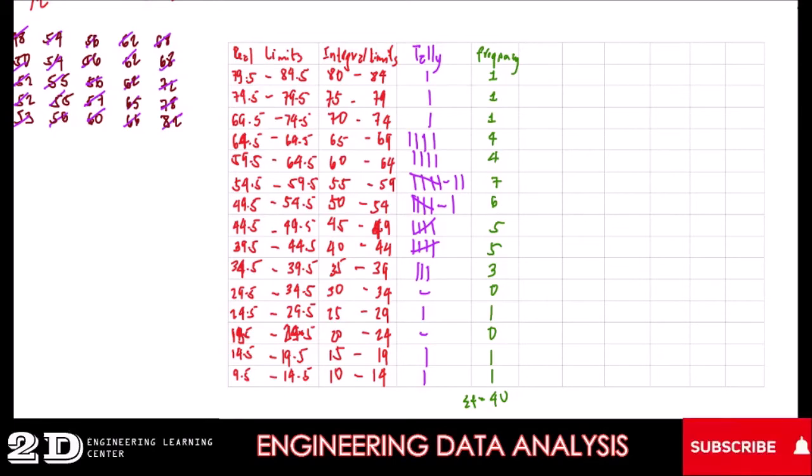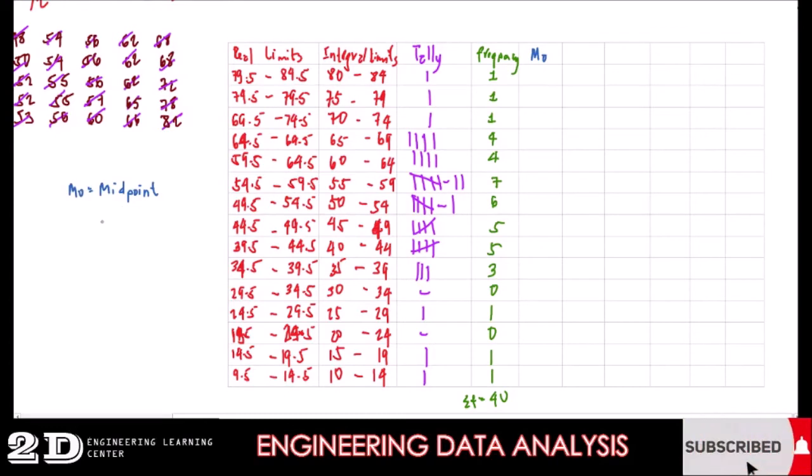Okay, so first we have the part of the table that we have already tallied: the real limits, the integral limits, the tally, and the frequency. Now the next one will be all about the midpoint, or the MO. MO stands for midpoint. So how do we get the midpoint?